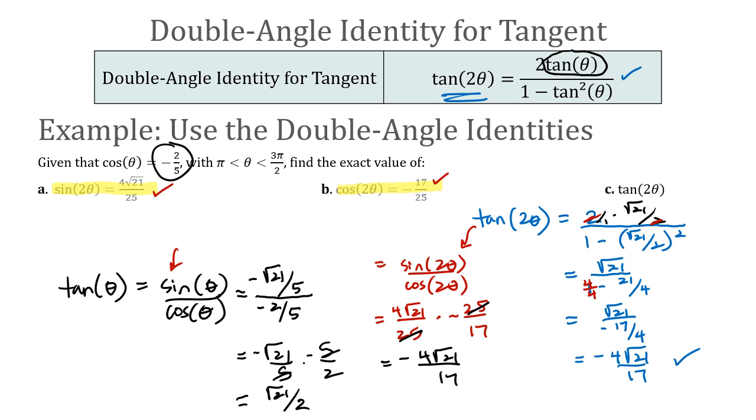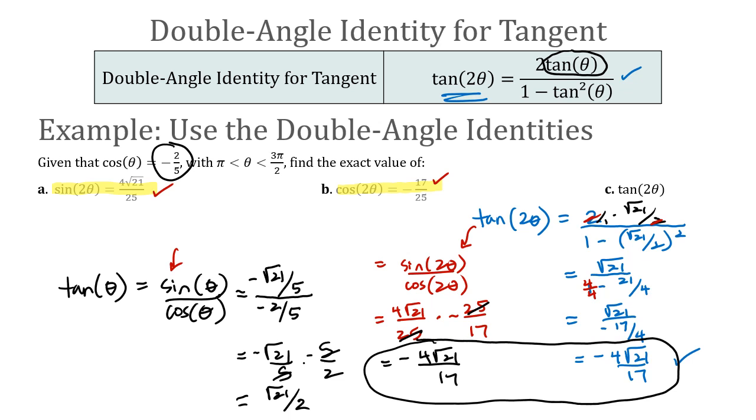And sure enough, they are the same, aren't they? So if you already know the sine of 2 theta, and you already know the cosine of 2 theta, you can just directly use that to come up with the tangent of 2 theta. Now, if you don't know sine of 2 theta, and you don't know cosine of 2 theta, then what you want to do is make use of the double angle identity that only involves the tangent. So you get to choose.